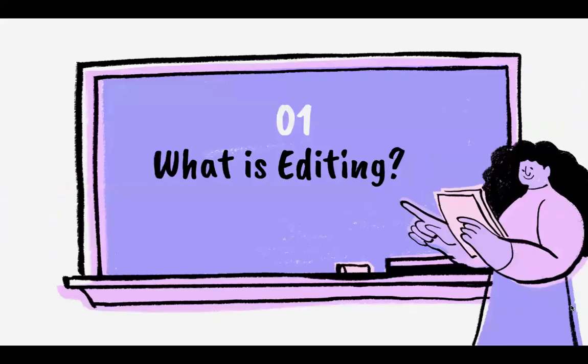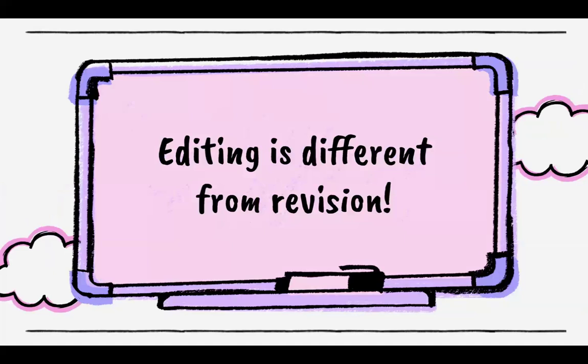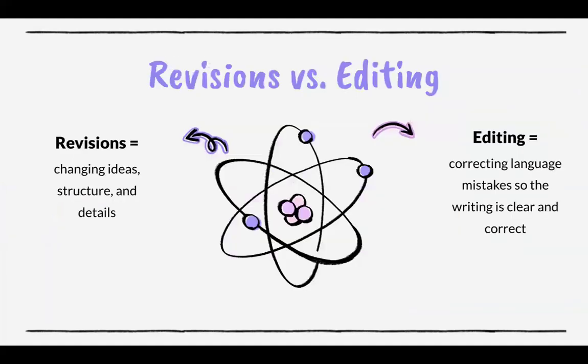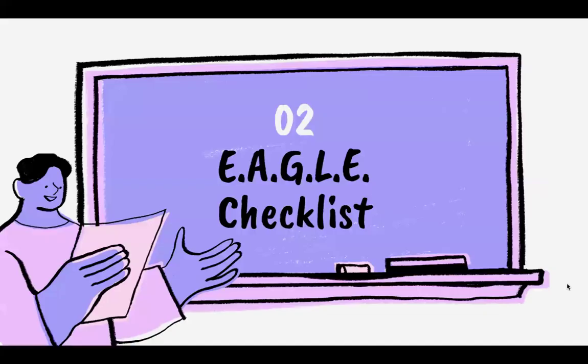So, what is editing? Editing is different from revision. Revision is changing ideas, structure, and details, expanding upon things, or cutting things. Editing is just about using correct language and getting rid of mistakes so that the writing is clear and correct.